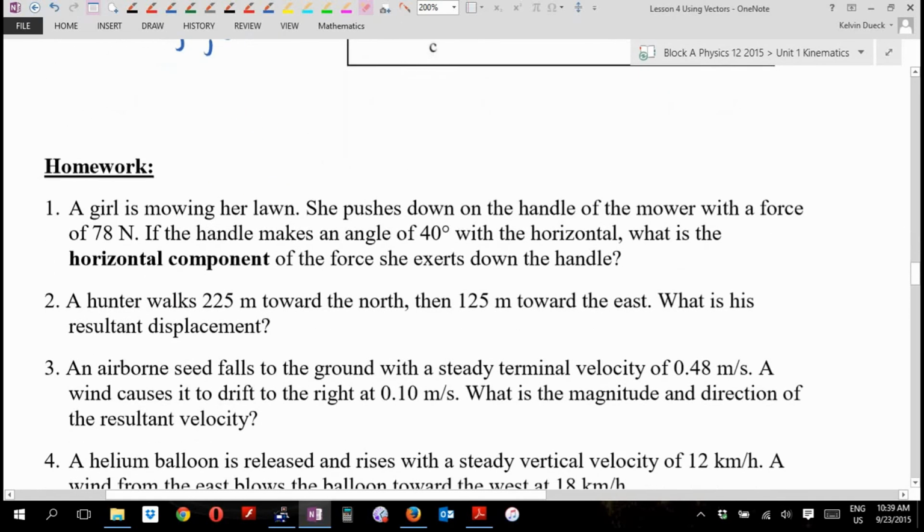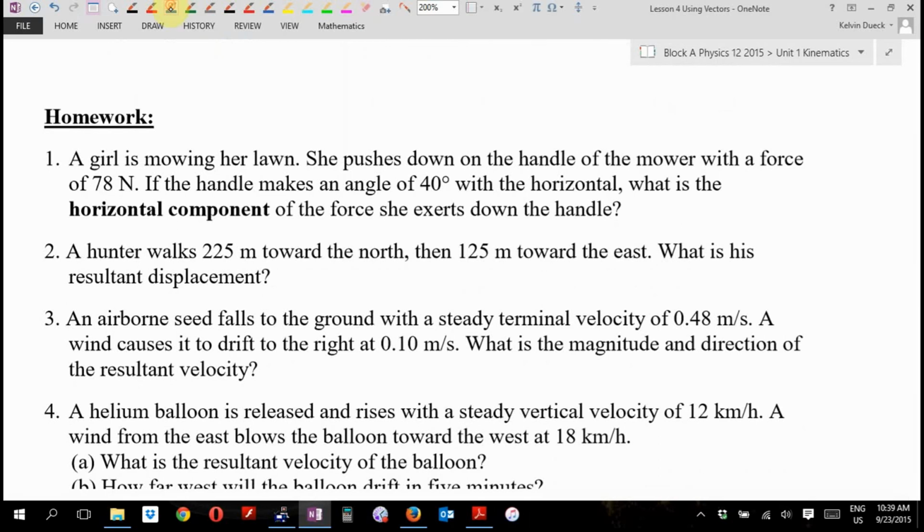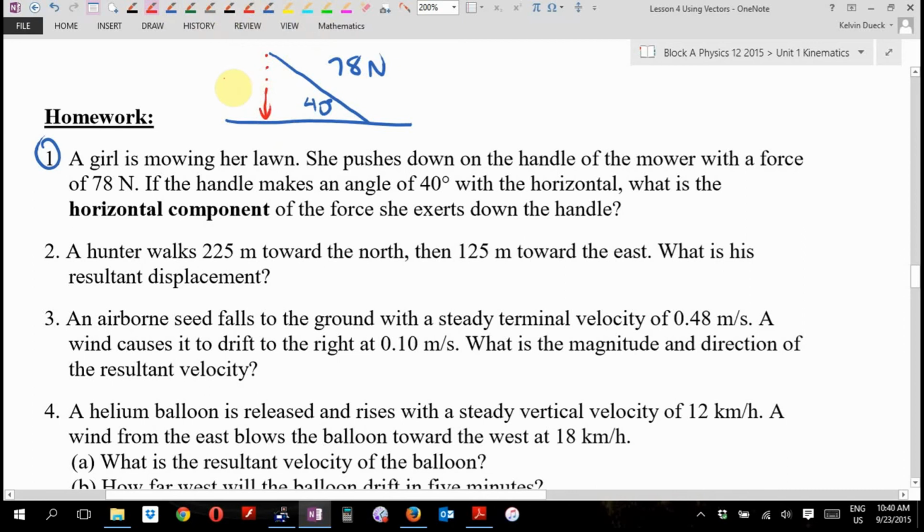What's your homework? Number one, I haven't talked about horizontal components, but here's what we're talking about. It makes a 40-degree angle with the horizontal. It's 78 newtons. That would be the vertical component. I'll call that Fy. That would be the horizontal component. So number one says find Fx, which I think you can. It's a right triangle. It's going to be sine or cosine. I think cosine, but I'll let you try that.